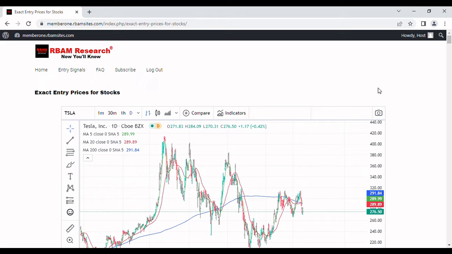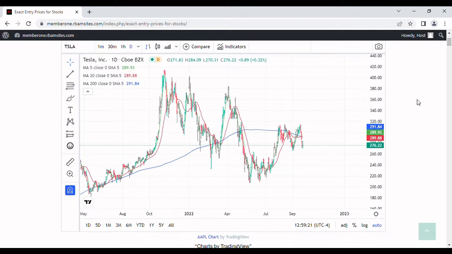We're going to do a brief video comparing algo trading versus moving average. We've got a daily chart on here of Tesla. We've got three moving averages: a green 5-day, a red 20-day, and a blue 200-day moving average.